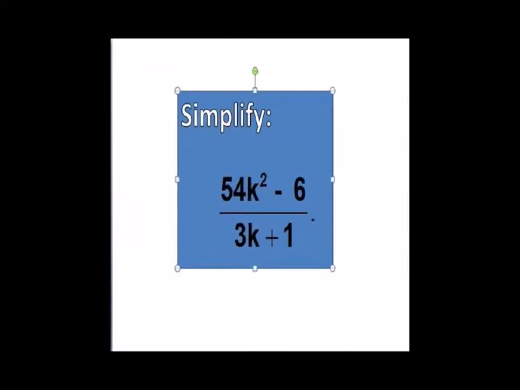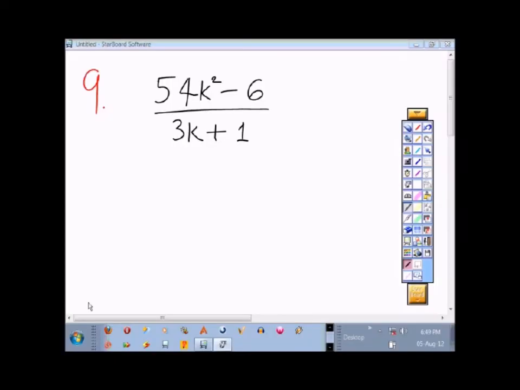Question number 9. 54k squared minus 6, all divided by 3k plus 1. Anytime you are confronted with a question like this, the first thing that comes to mind is that we are expected to factorize each of the numerator and denominator where factorization is applicable. So obviously from this question, 54k squared minus 6 is easily factorizable.